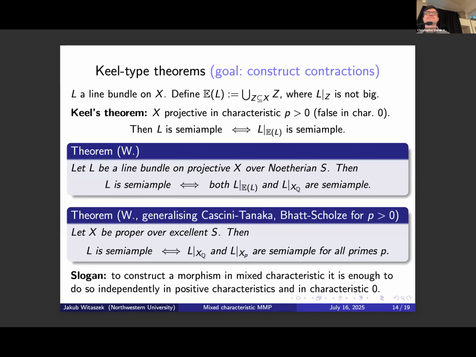Further questions? What slide were you talking about semi-ample? This one? Mm-hmm.